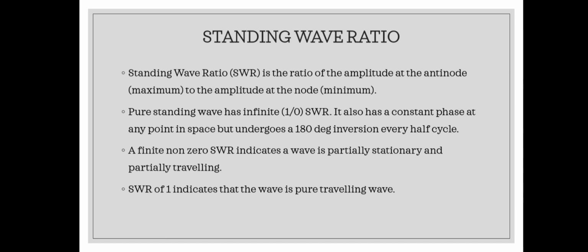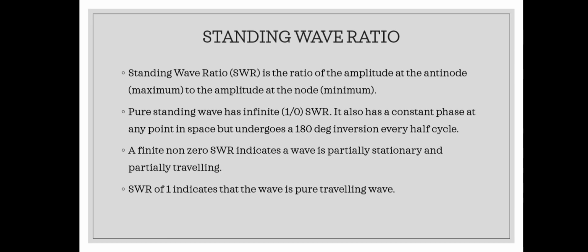And a standing wave also has a constant phase at any point, but only undergoes a 180-degree phase change at every reflection. Now the second example is a finite non-zero SWR. This happens when the amplitude of the antinode is a maximum, whereas the amplitude of the node is not 0, but it's minimal compared to the amplitude of the antinode. And the wave is called a partially stationary wave or a partially traveling wave.